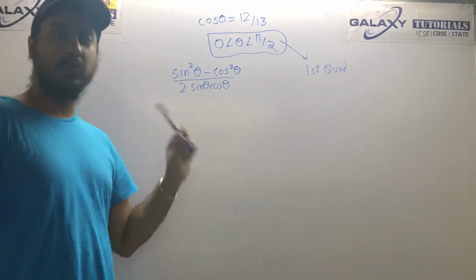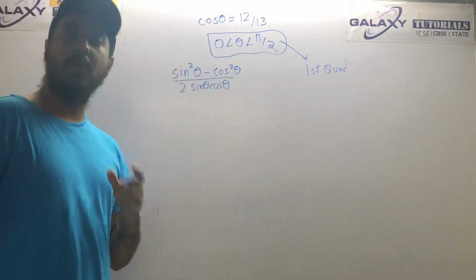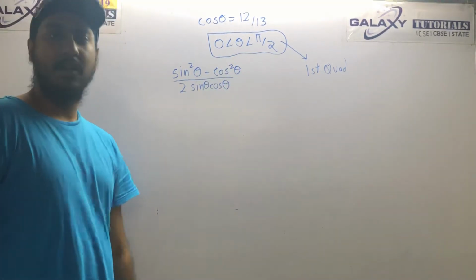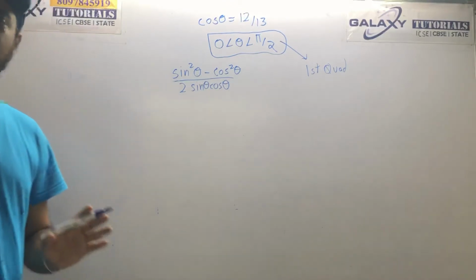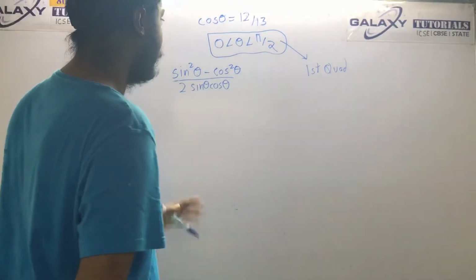So you would have to use that appropriately. But this is in the first quadrant, so you all know all the functions are positive in the first quadrant. Okay, so now let's go forward with this question.